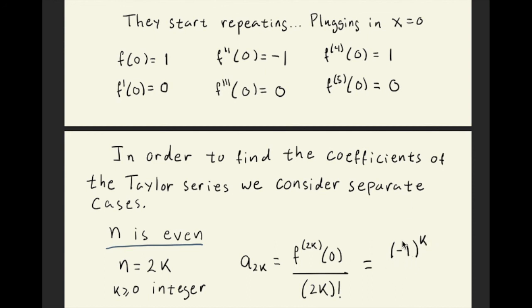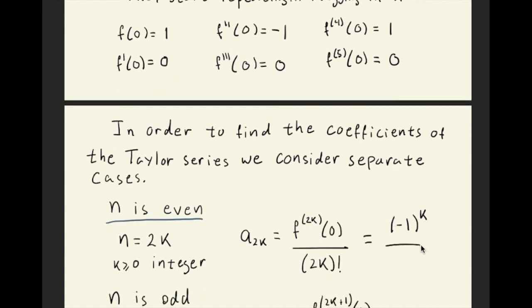So it's good, right? This is k equals 0, k equals 1, k equals 2, k equals 3. When k is even, it's positive. When k is odd, it's negative. So that's why (-1)^k is the correct thing to put there, divided by (2k) factorial. Nothing to do there. So that's the formula for the even coefficients.